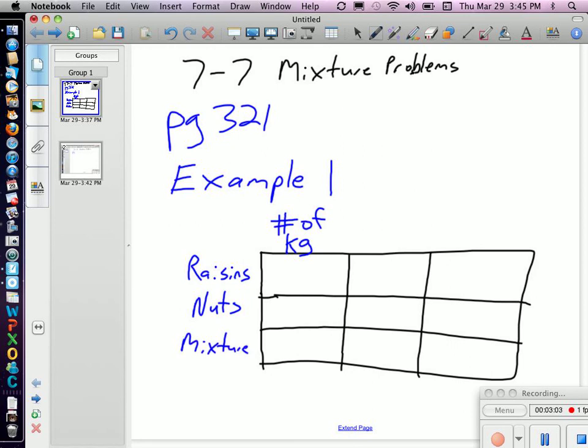Along with number of kilograms, we're going to multiply that times the price per kilogram. And when we multiply those, that is going to equal the total cost of each thing. So yeah, I put total cost. You can just put cost if you want. Okay.